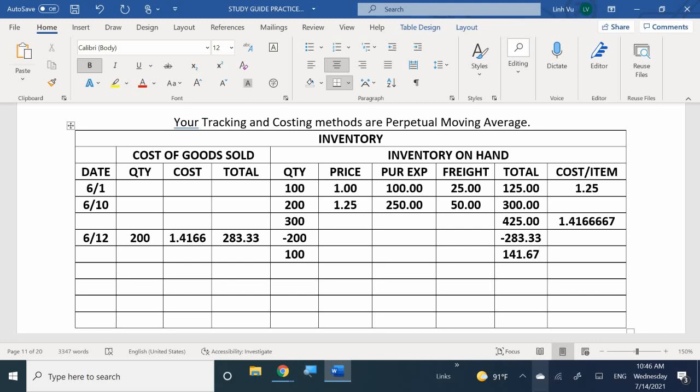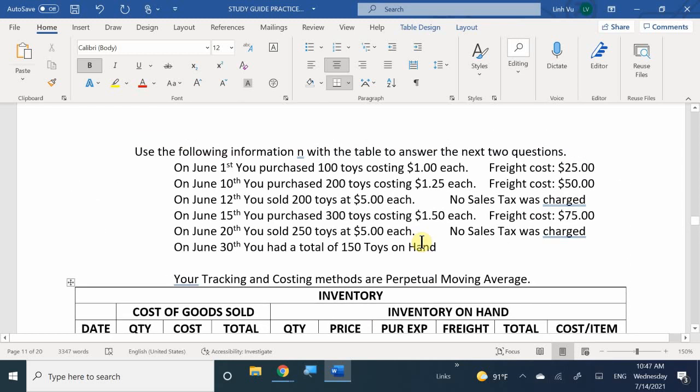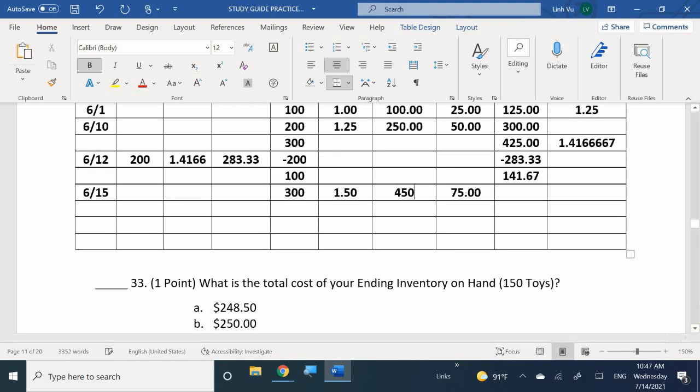Yes. Okay. So then let's see what happened next. Then on June 15, you purchase an additional 300 units at $1.50 with the freight costing 75. So here you go, June 15. We purchased 300 units at $1.50 with the freight costing 75. So as we know here, this should be 450 and this should be 525.